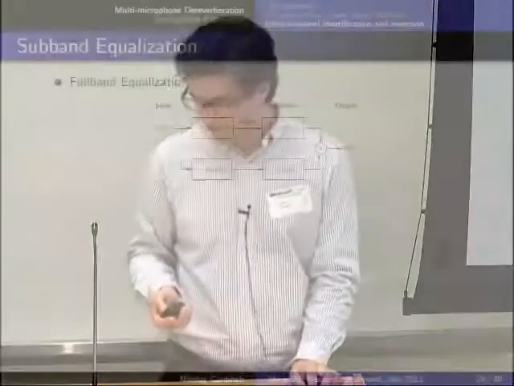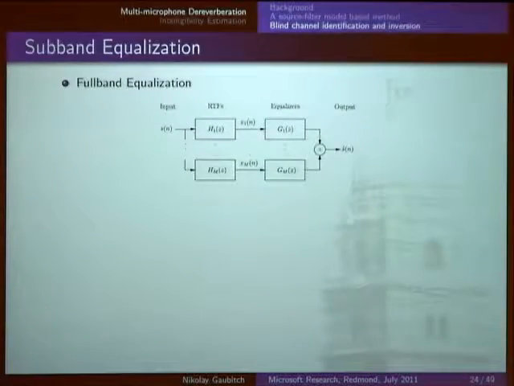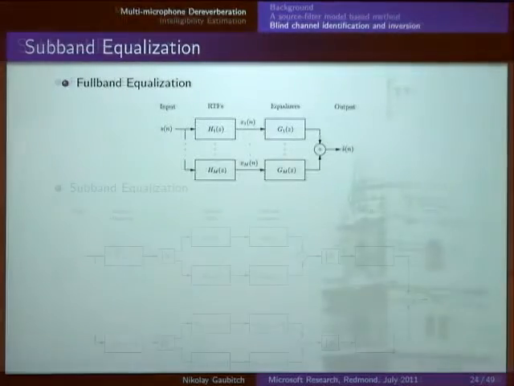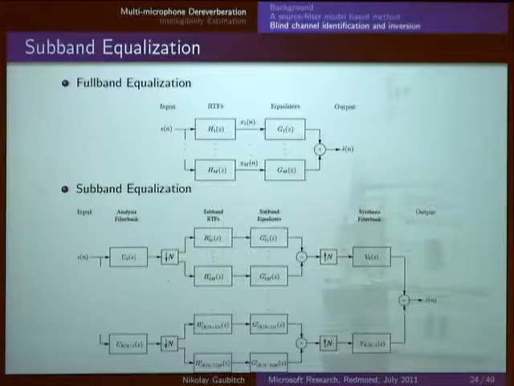It was basically a quite straightforward translation of the problem into subbands. This is the full band formulation of the equalization: you have your speech signal going through the transfer functions, which you now know, and you design the inverse filters. You can just translate the whole thing by assuming that it all happens in the subbands.